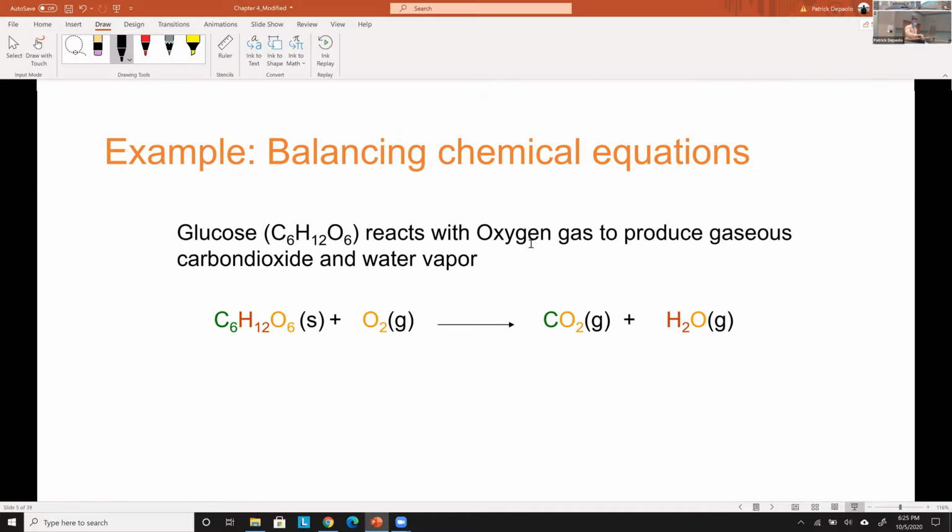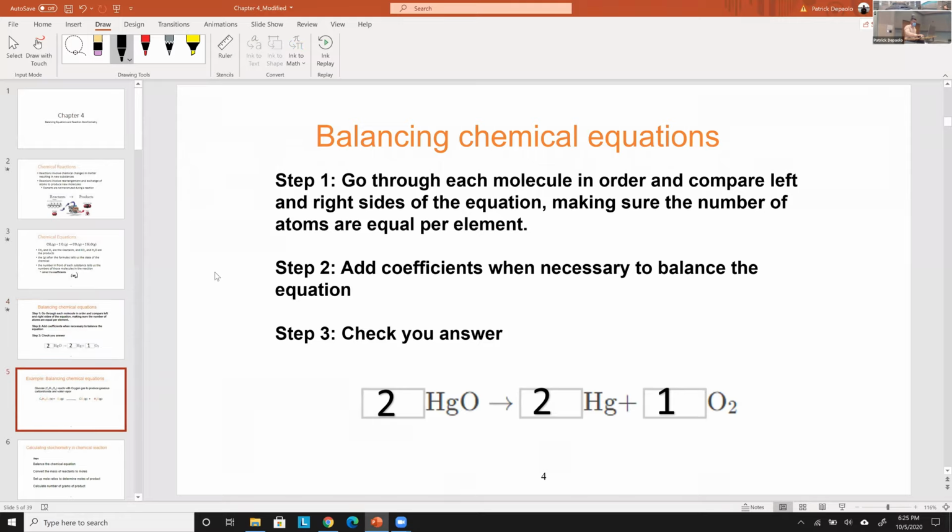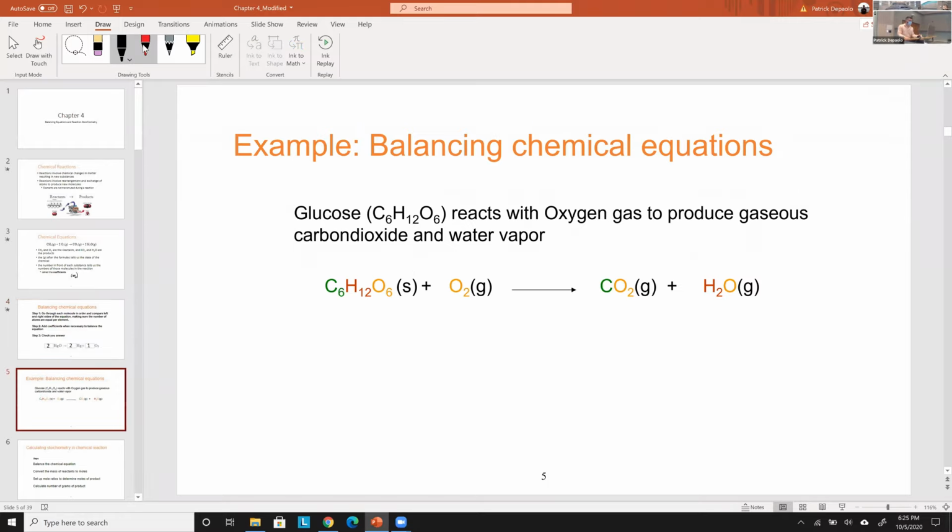Oh, I could. Okay, cool. I could do this. Nice. So you're going to put a 6 right here. Nice. So now we have 6C on the left and 6C on the right. Next thing is hydrogen, H12. All right, look on the right, H2.